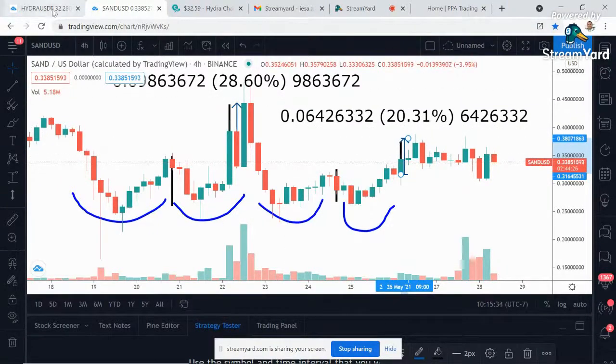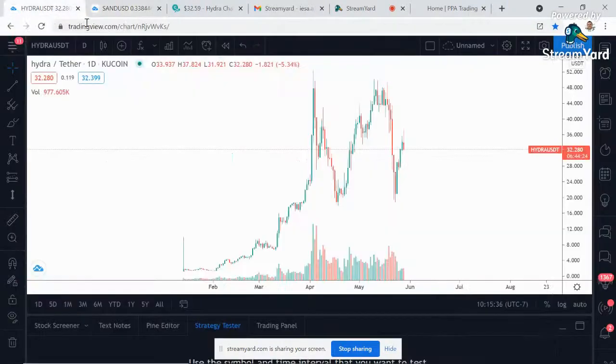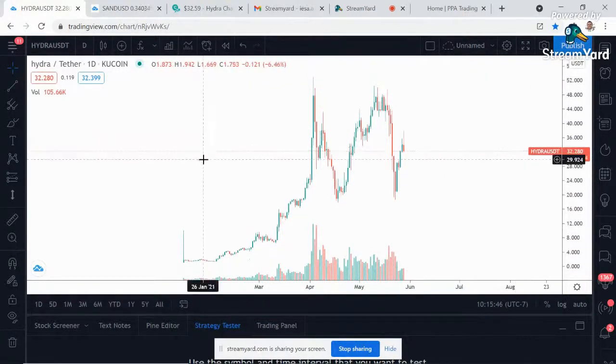The next one I want to show you guys is Hydra. This is Hydra chain right here, and this is going to be a daily. It's a bigger time frame, so it's going to be a little bit more reliable. You have more time with it. On the daily right here, you can see a double bottom.